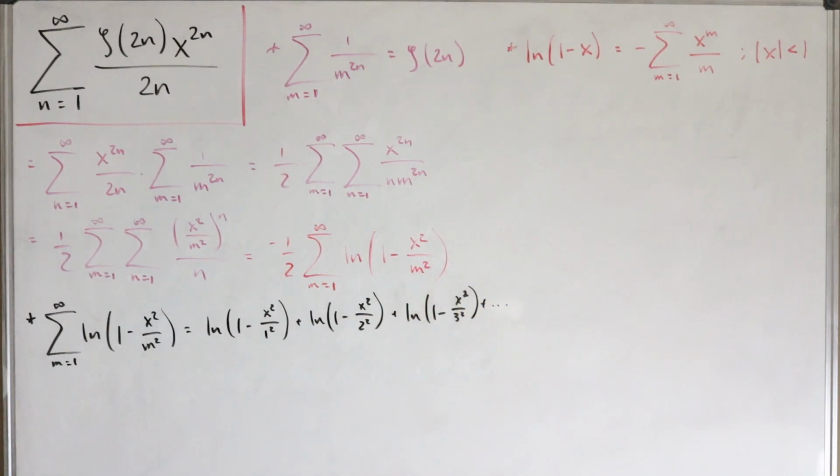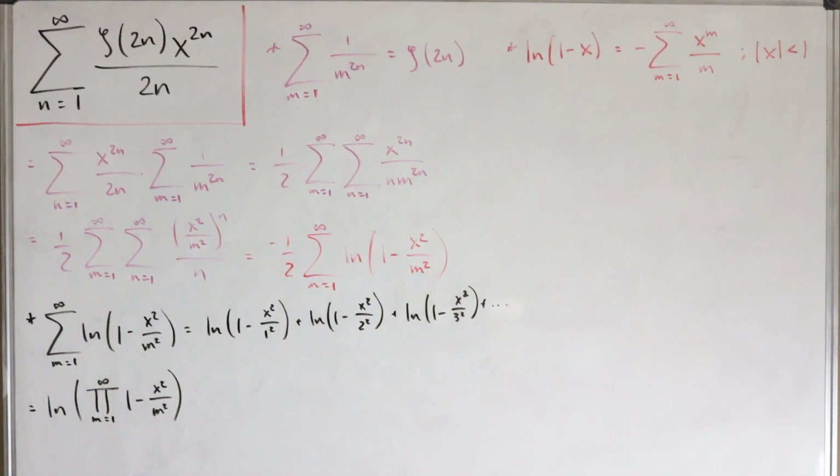So we notice that we have an addition of natural logs, so we can apply that natural log property. We have a natural log, and then everything inside is in multiplication. That means I can actually write this in terms of a product series. So this is going to be the natural log of the product from m equal to 1 to infinity of 1 subtract x squared, and then divided by m squared.